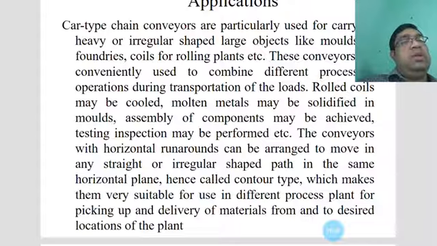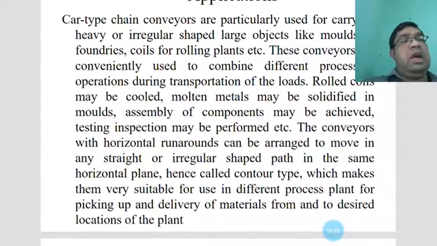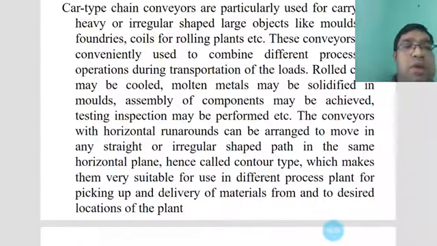The conveyors with the horizontal run arounds can be arranged to move in any straight or irregular safe path in the same horizontal plane, hence called CarType, which makes them very suitable for use in different processes. They are suitable for moving in any straight or irregular shapes in the same horizontal plane.